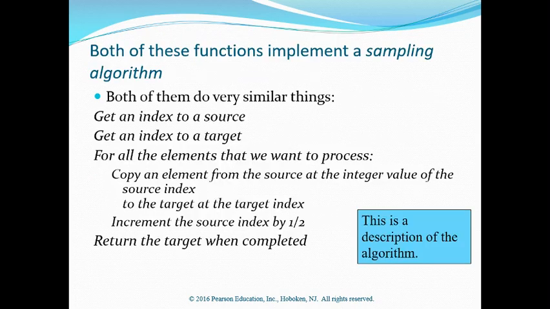Both of these functions implement a sampling algorithm. Both of these do very similar things. They get an index to a source, they get an index to a target, and for all the elements that we want to process, copy an element from the source at the integer value of the source index to the target at the target index, increment the source index by half, and then return the target when completed. This is the description of an algorithm, also called pseudocode. Pseudocode describes in normal English what we're going to accomplish, which can be implemented in the algorithm.